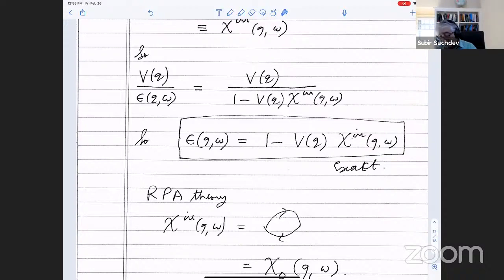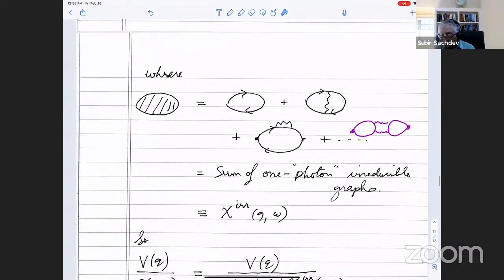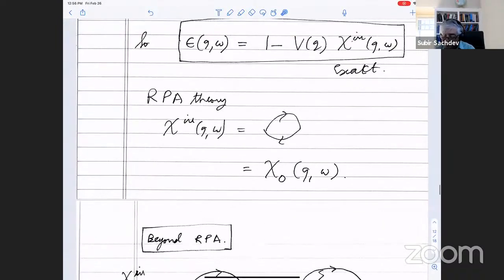So this is the exact expression, and all I have to do now is compute chi irreducible, at least. But what did we do before? We replaced chi irreducible by just this graph. So in the RPA theory, chi irreducible is approximately equal to this, and equal to chi naught. So that's chi irreducible in the RPA approximation.